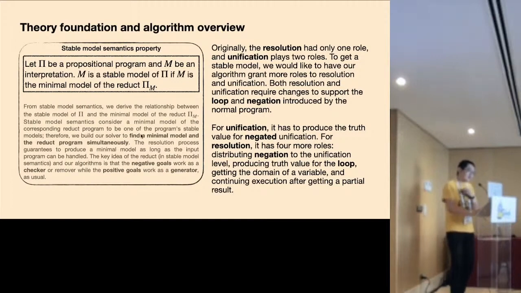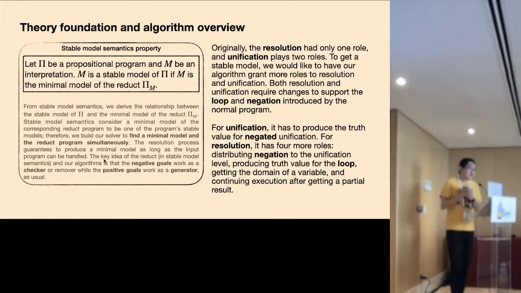So therefore, the key idea in our approach is to try to remove the loops and the negation. In our algorithm, the negative goals work as a checker and a remover, while the positive goal works as the generator. And back to the resolution and the unification.